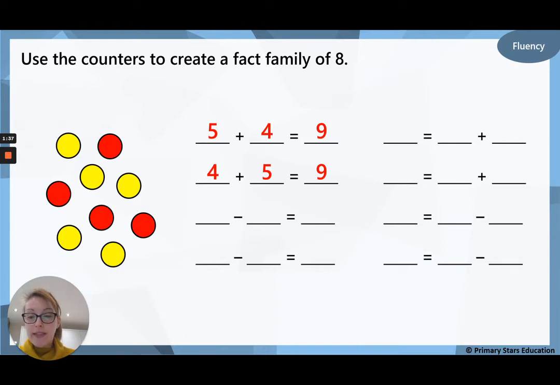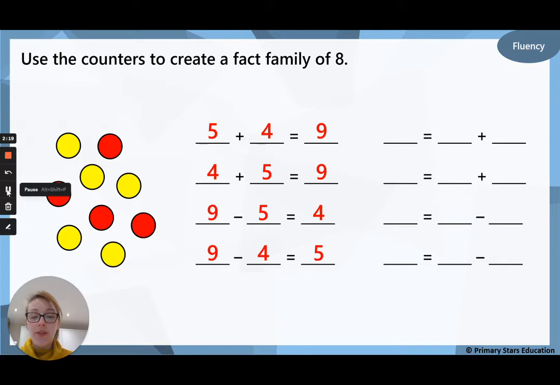So a subtraction number sentence always starts with the largest number. So we could say 9. And if we were to take away those yellow counters, if we were to take away 5, we would be left with 4. So we can say 9 subtract 5 equals 4. We could start with our 9 again, and this time we could subtract the red counters, so we could take away 4, and then we would be left with 5. So now we can see we've got 4 different number sentences, 2 additions and 2 subtractions.